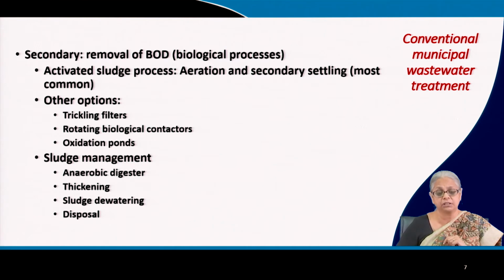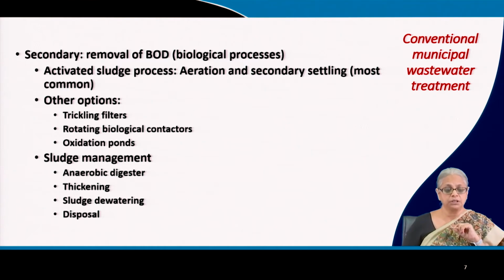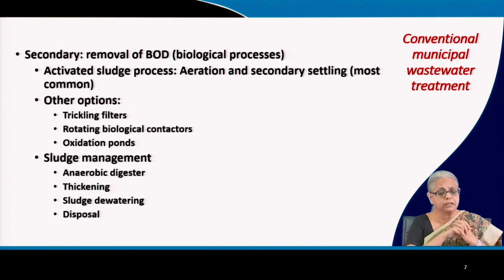Then we come to the activated sludge process, which is a two-part process. So it's aeration plus secondary settling. And like I said, this is the most popular treatment process that is used in wastewater treatment. Within a few minutes, I'll come to more details about the activated sludge process. There are several other treatment options for secondary treatment of wastewater. The other more popular option is trickling filters. They are kind of being phased out.